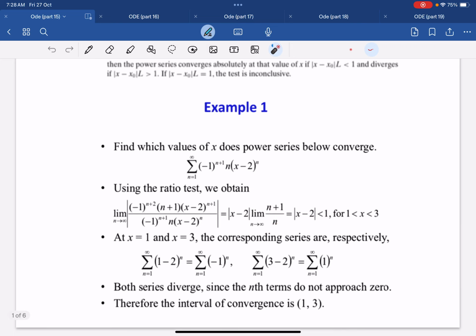At 1 and 3, you just need to check the endpoints, and you see that the corresponding series doesn't converge, and this one also doesn't converge. Thus, the interval of convergence is 1 to 3, excluding the endpoints.